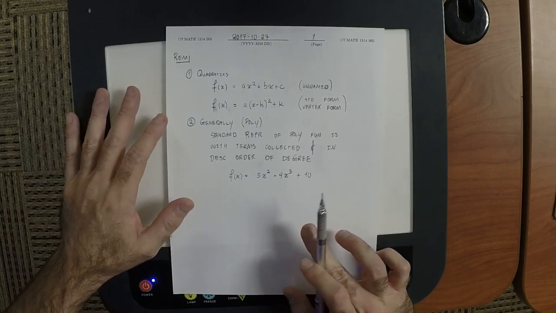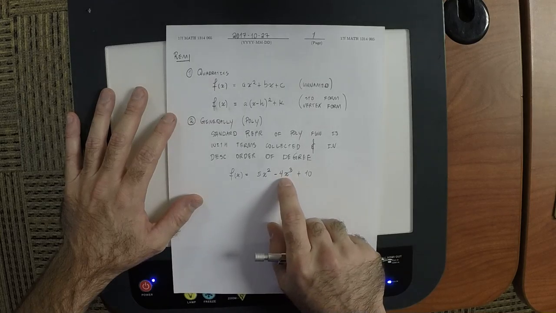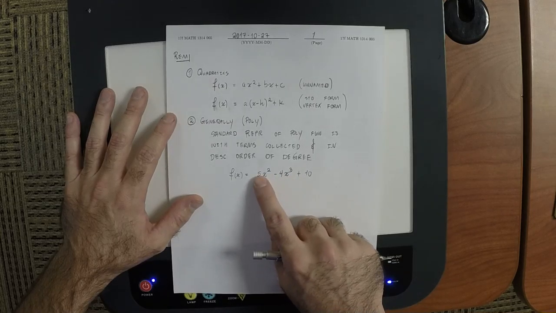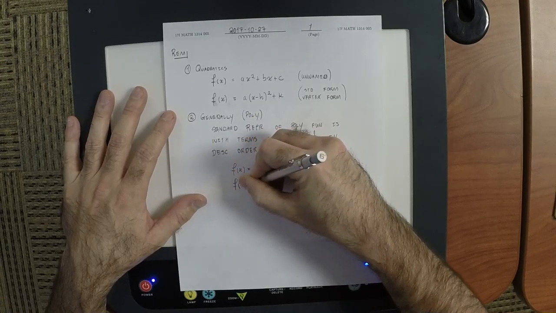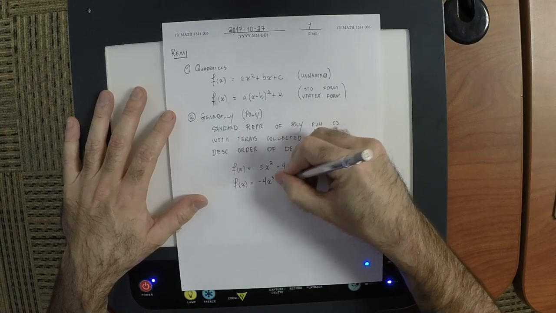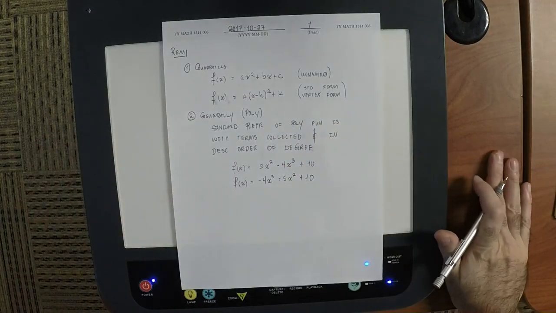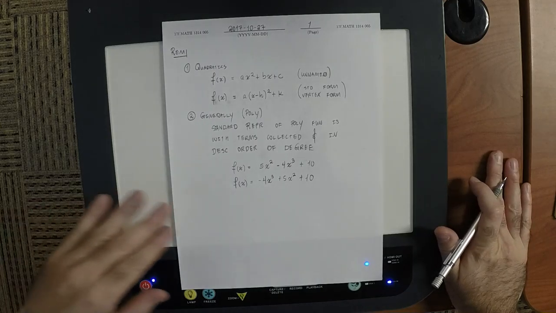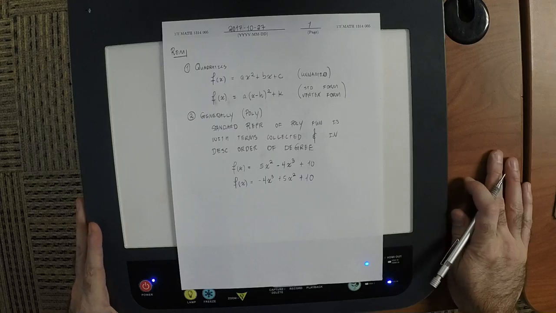To write it in standard form, what would we have to do? Yeah, move this one to the front. So now, negative 4x cubed plus 5x squared plus 10. Now, when you're reckoning f to be a polynomial, this is the standard representation.